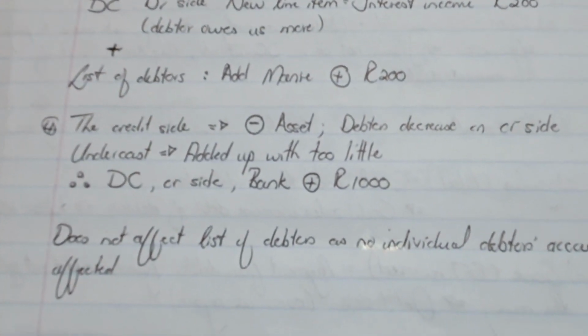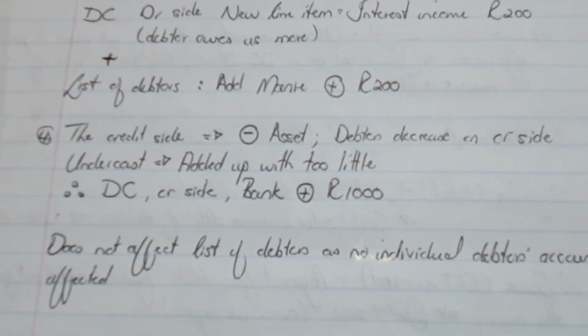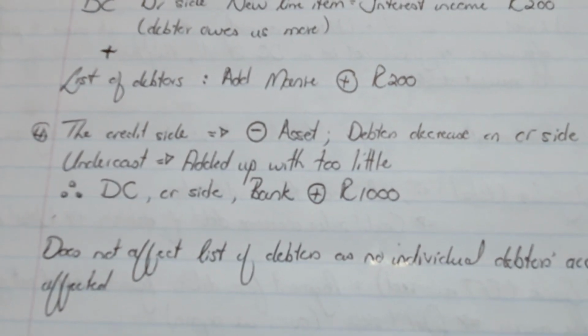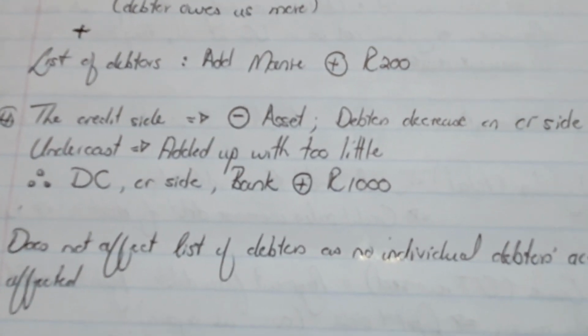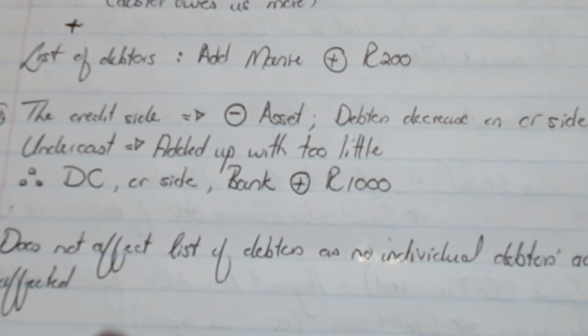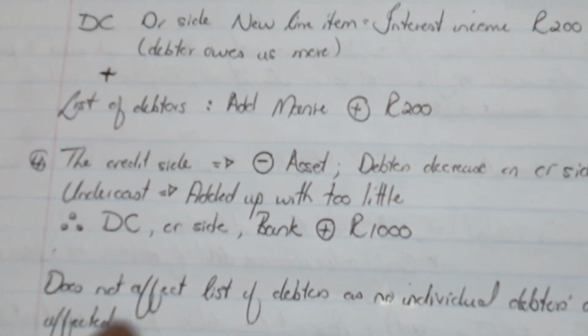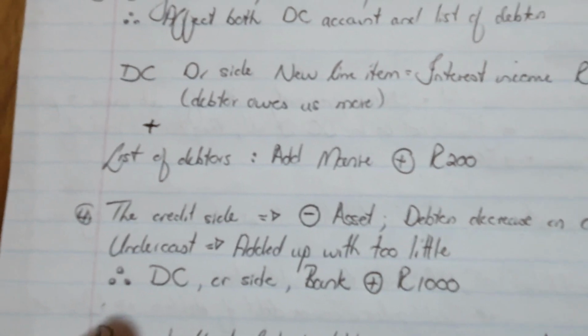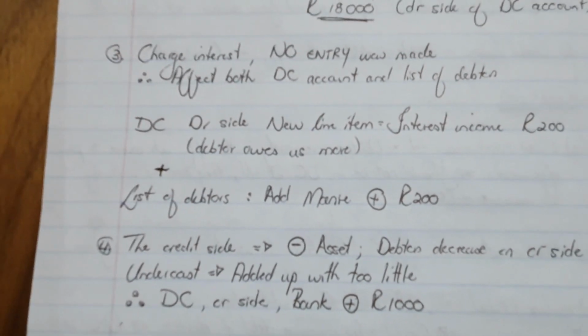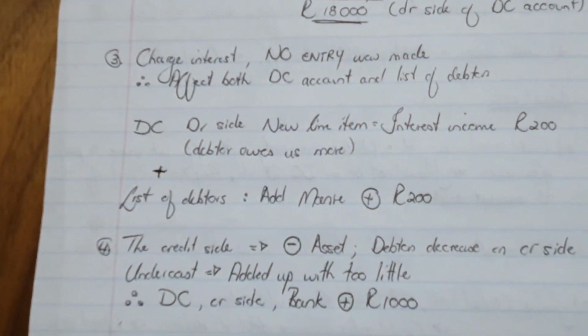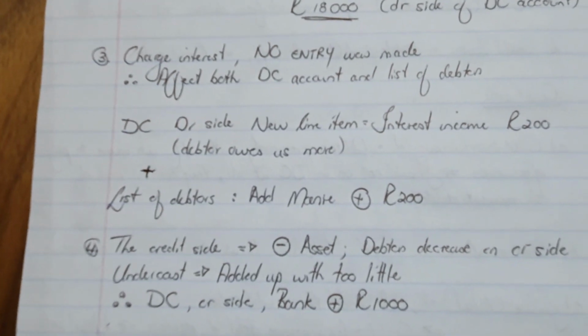Point number 4 said basically that the credit side of the debtors control analysis column in the general journal was undercast by 1,000 Rand. Undercast basically means we have added up with too little. There's 1,000 Rand basically short.